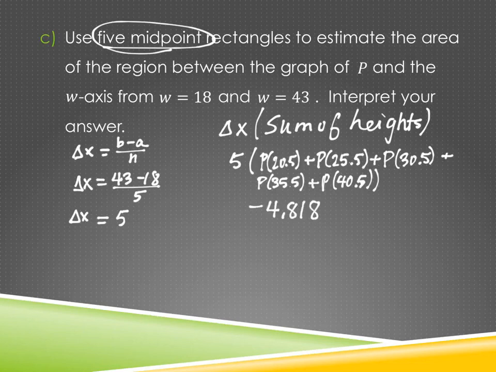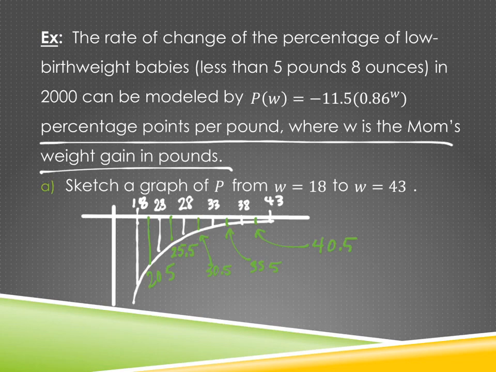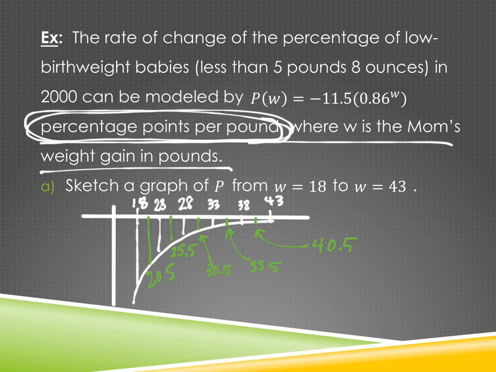What are the units on that? Negative 4.818 what? What were the units on the function originally? Percentage points per pound, right? Those were our original value. Do you remember when we did the problem at the very beginning that was the miles per hour? And then we multiplied by the number of hours and we ended up with miles, right? How many miles we had driven, agreed? The same thing's happening here. We're calculating area. One of the units for area is percentage points per pound.